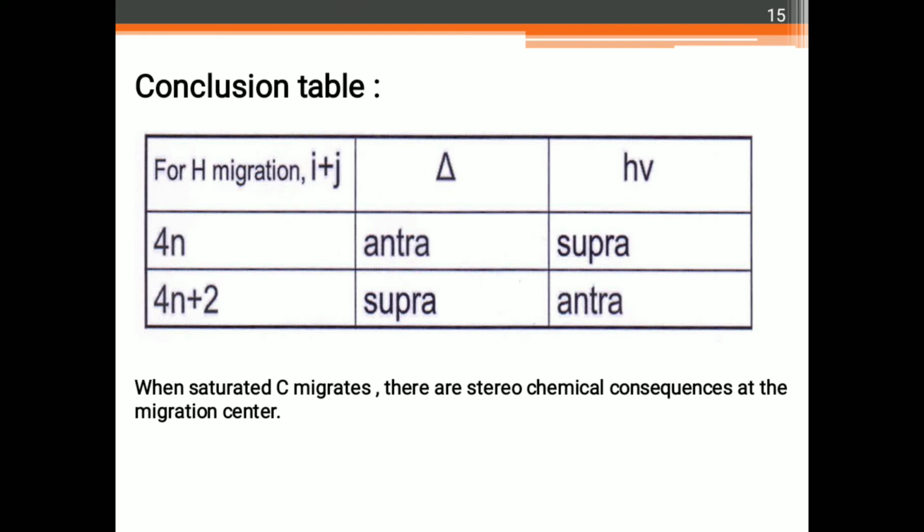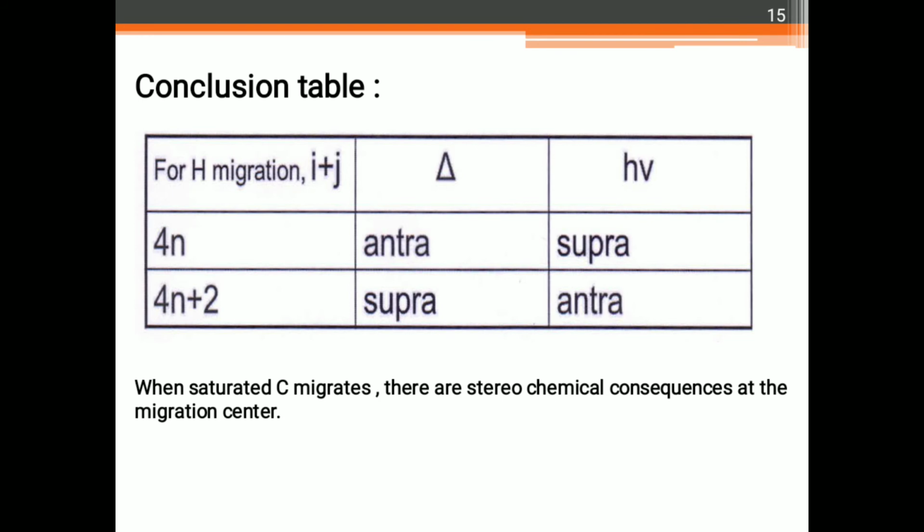From the previous information, we reach the conclusion that for hydrogen migration, i plus j in a 4n type of reaction, in thermal condition, antarafacial migration is allowed. In photochemical condition, suprafacial migration is allowed. In a 4n plus 2 type of reaction, in thermal condition, suprafacial migration is allowed. In photochemical condition, antarafacial migration is allowed.